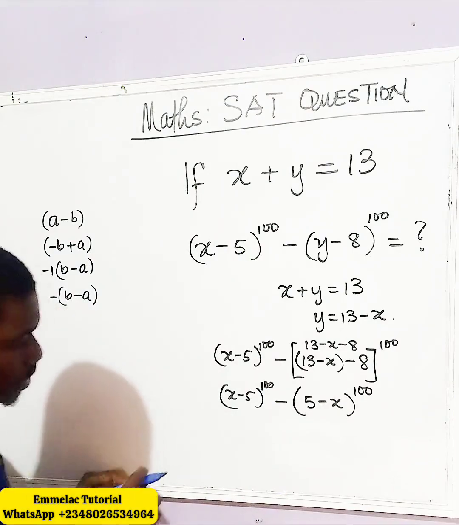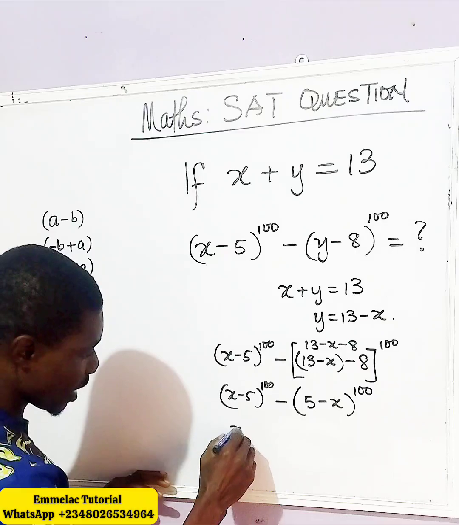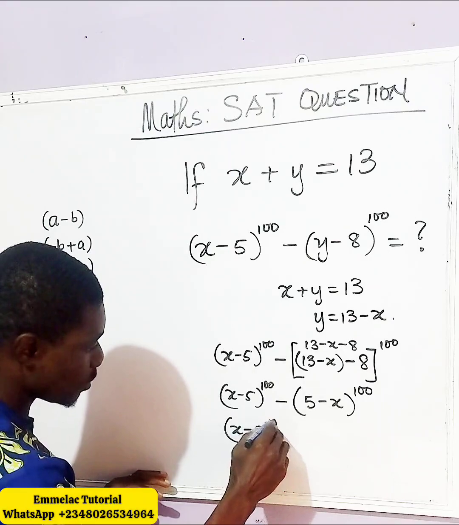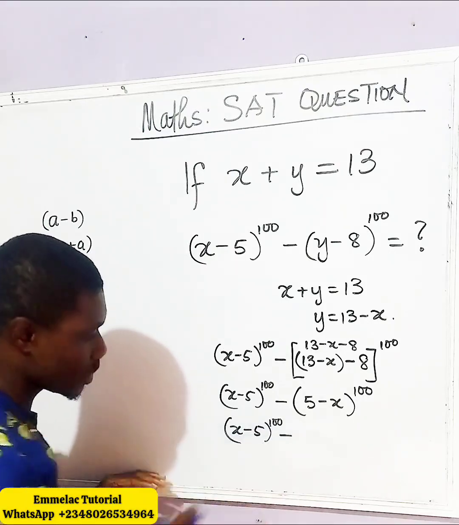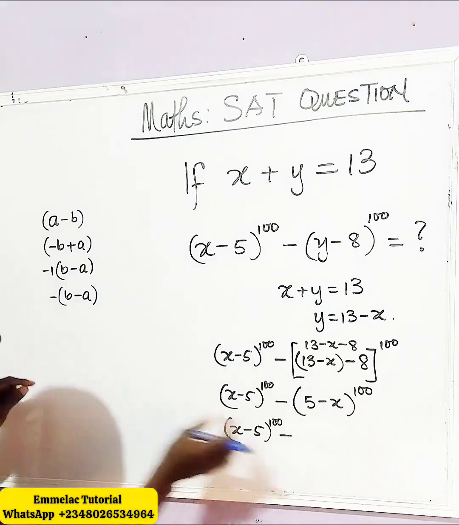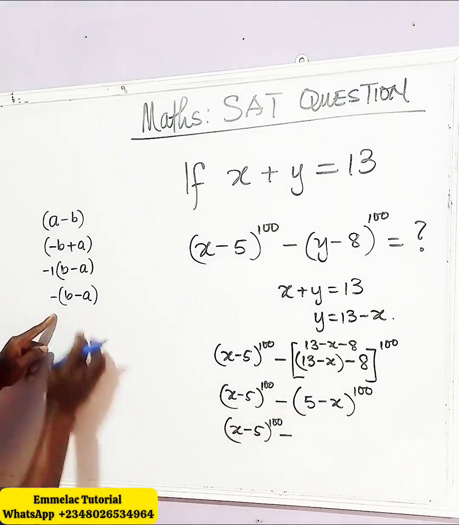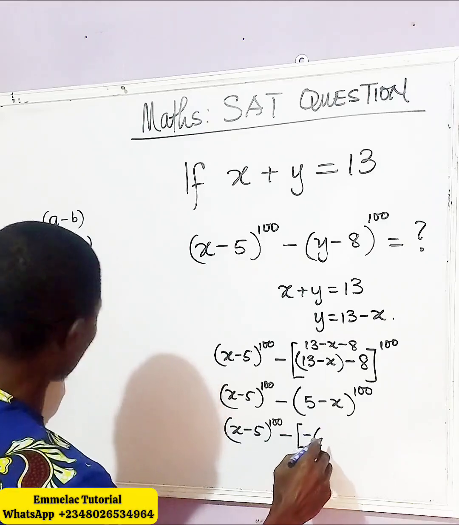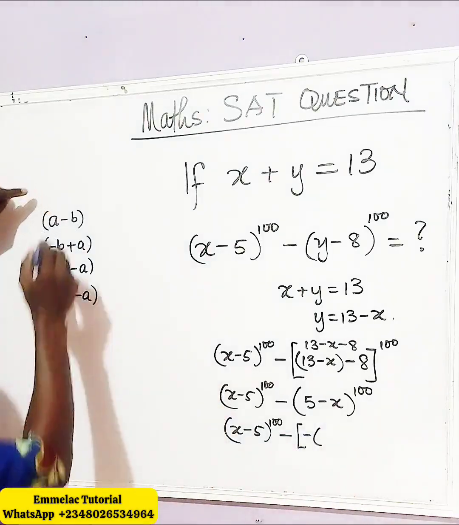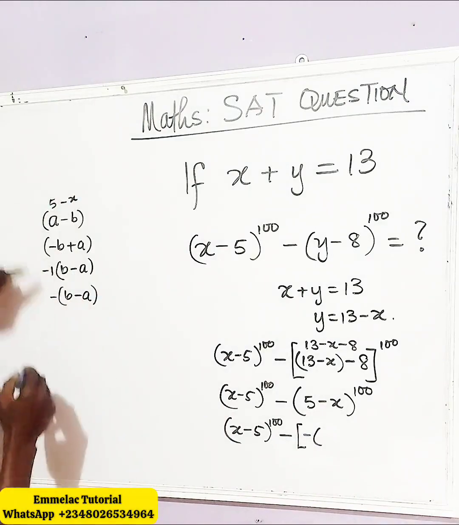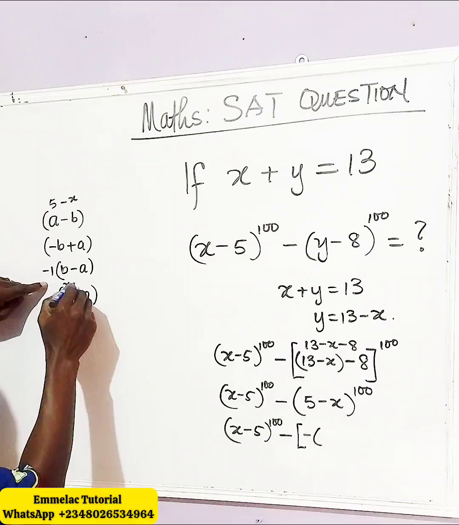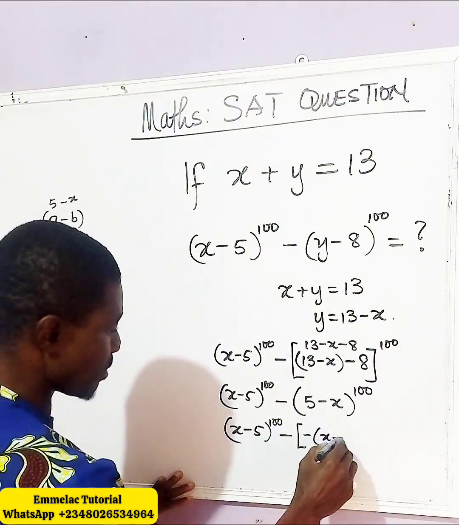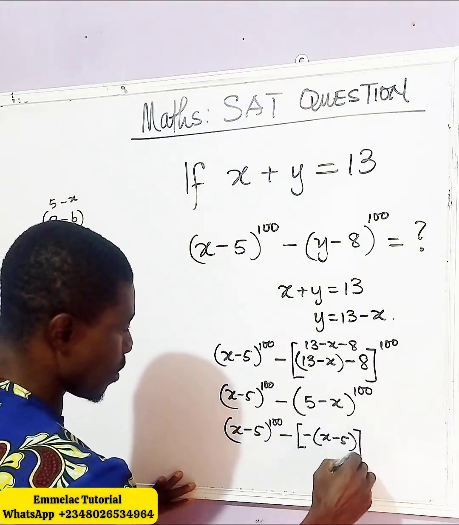So here you have (x minus 5) all to the power 100, then minus. Now you have to be very careful. The whole of this now is this. We bring out that minus, so if this is 5 minus x, this will become x minus 5. So plug it here, you have x minus 5, and you can take note, all raised to the power of 100.